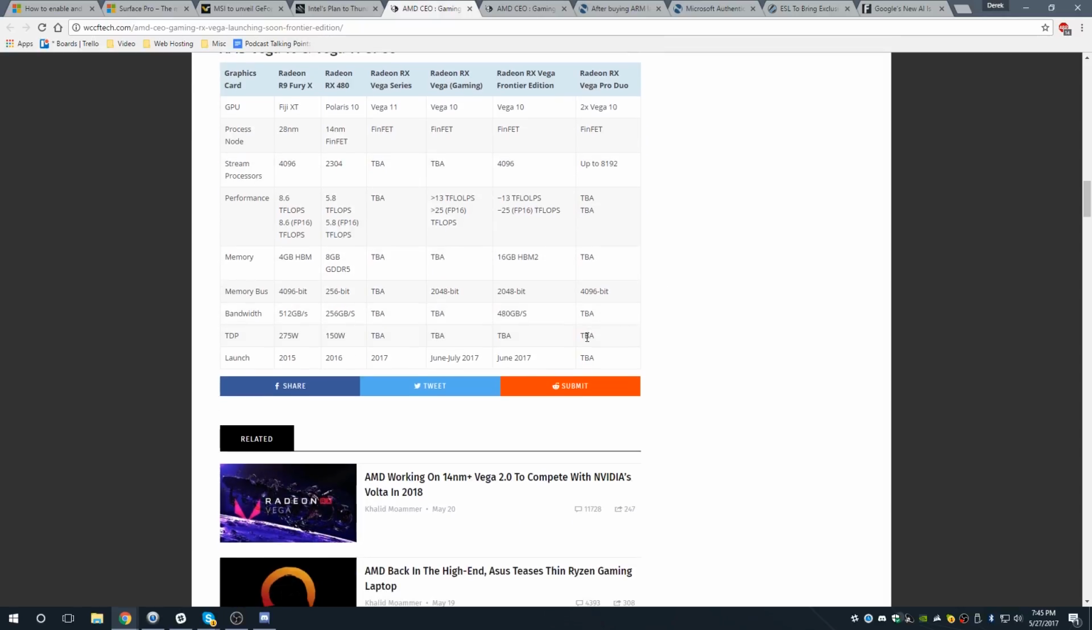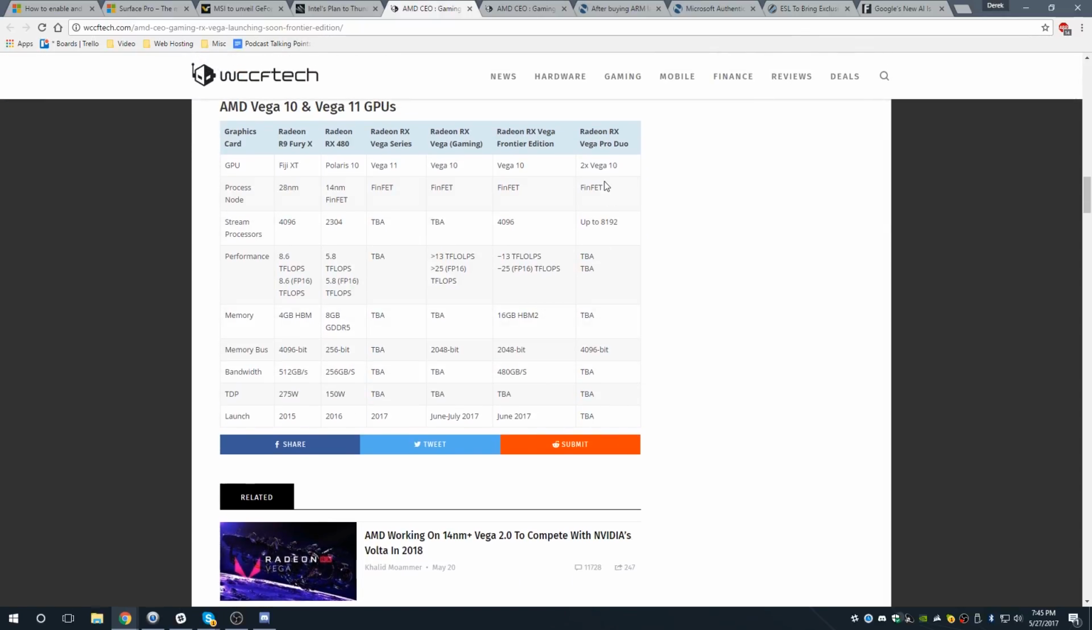So the last Pro Duo was Fiji chips. That would be the same chips that ran the Furies. So the Fury X water cooled was essentially the Pro Duo, was it not? No, the Fury X water cooled was still a single GPU. The Pro Duos are all dual GPU cards. Okay. So it looks like the same GPU that was in the Fury, but just two of them.